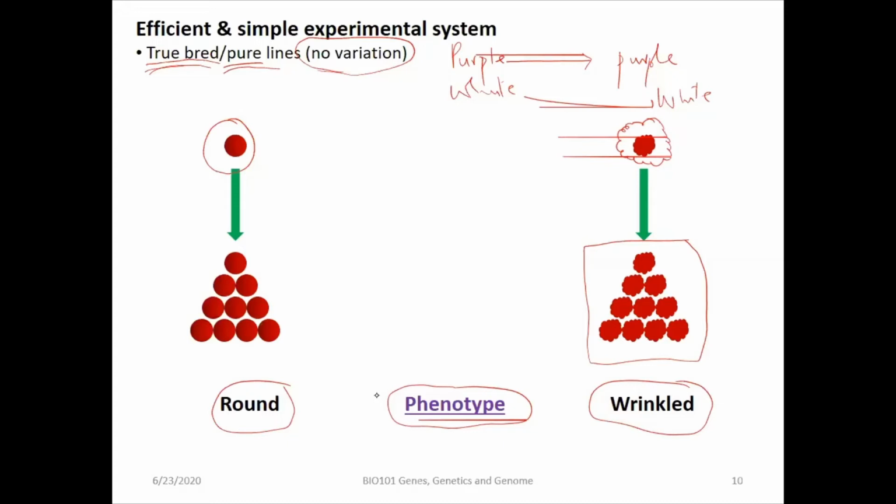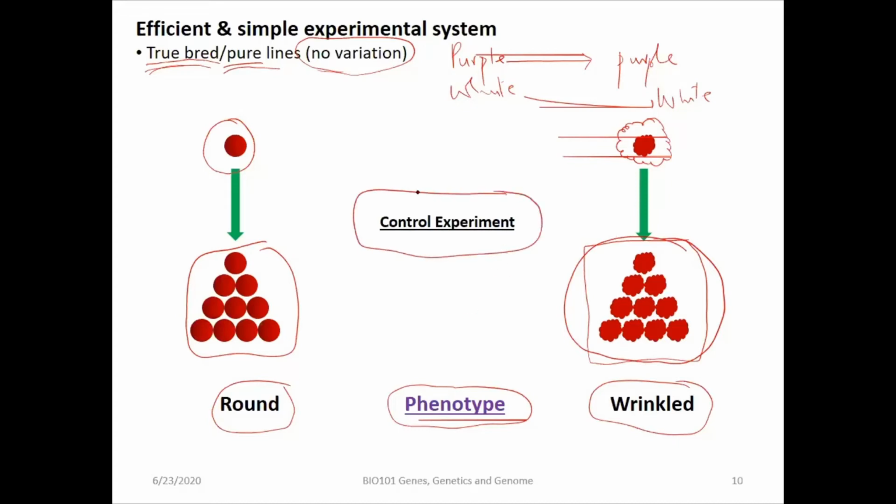So what he did next was, he said, okay, I have no wrinkled seed ever coming in round, or no round coming in wrinkled. So it means my wrinkled or round, they are pure breeding lines or true breeding lines. Now I can do an experiment. This experiment, which he did now, is where he proved it's true breeding. This is your control experiment. Control experiment means which is going to be used as a reference, always.